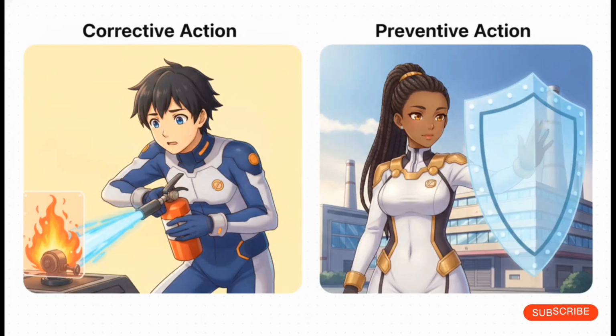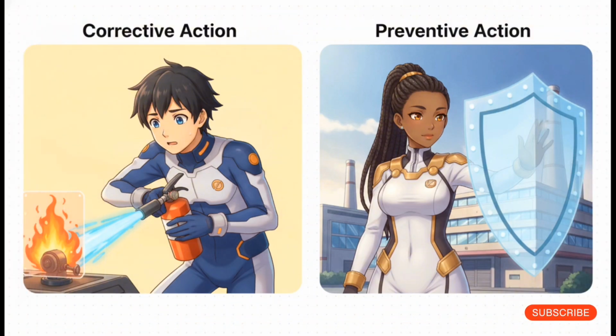Now, once you actually find that root cause, you apply CAPA, Corrective and Preventive Action. Corrective action is essentially putting out the fire. It's solving the problem that happened today so you can get production running again immediately. But true engineering magic, that happens with preventive action. That is fireproofing the building. It's putting systems in place to ensure that the exact same problem never, ever happens again in the future.